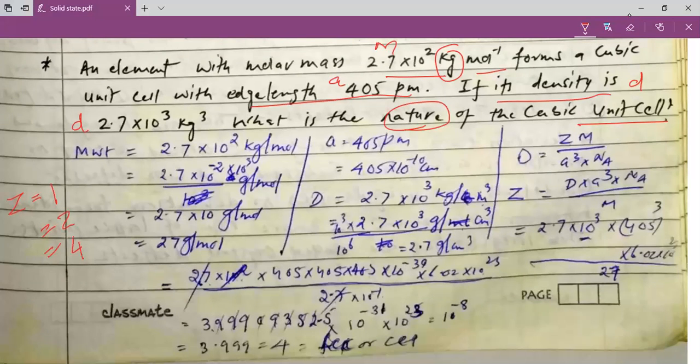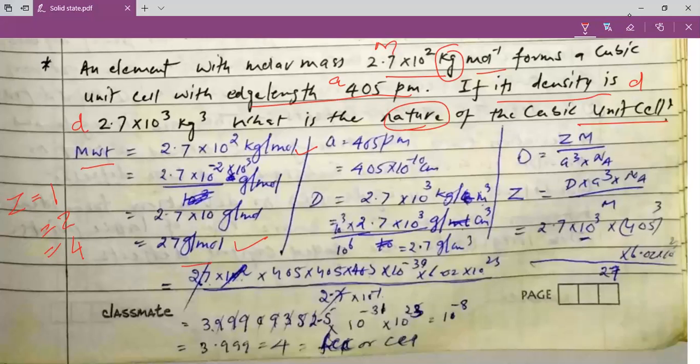So my dear students, these are the various values which are given. First, let us consider the molecular weight, which is 2.7 into 10 to the power 2 kg per mole, and let us convert it into gram per mole. How can we convert kg into gram? By multiplying it with 1000, we get the gram. So it is 27 gram per mole. That is how we can easily understand.